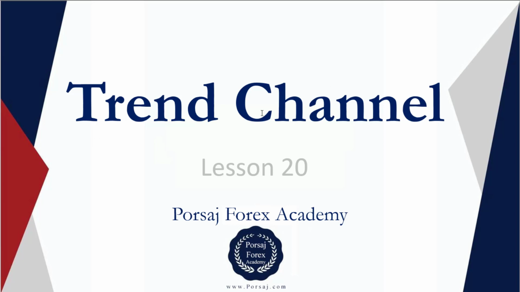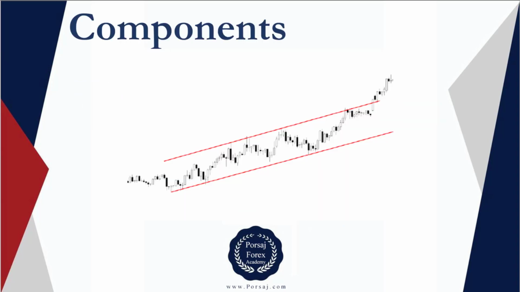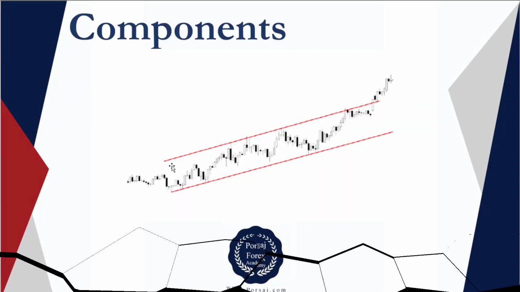A trend channel in Forex trading is a technical analysis tool that consists of two parallel trend lines that encompass the price movement of a currency pair. It provides traders with a visual representation of the price trend and helps identify potential entry and exit points within a defined price range.